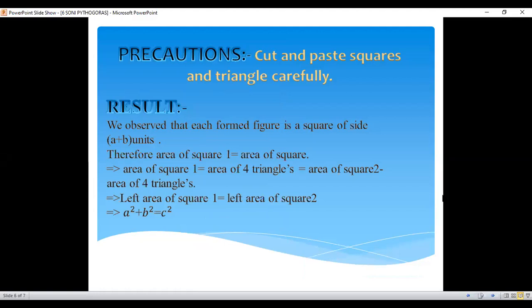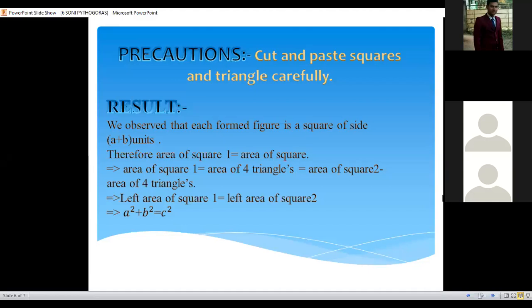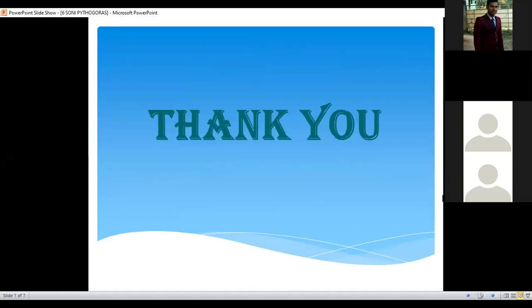As a result, we observe that each figure is a square of side A plus B units. That is, area of square 1 equals area of square 2. Area of square 1 equals area of 4 triangles plus the remaining area, and area of square 2 equals area of 4 triangles plus the remaining area. Left area of square 1 equals left area of square 2. That is A square plus B square equals C square. That's all of my presentation. Thank you.